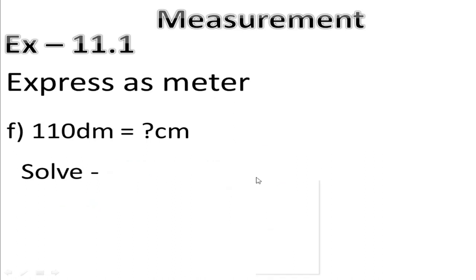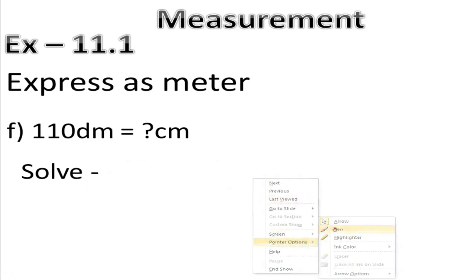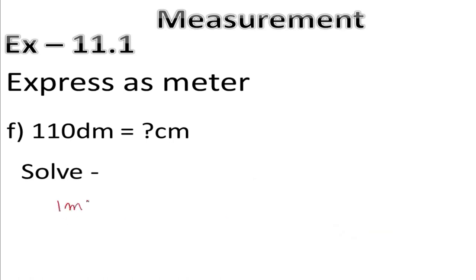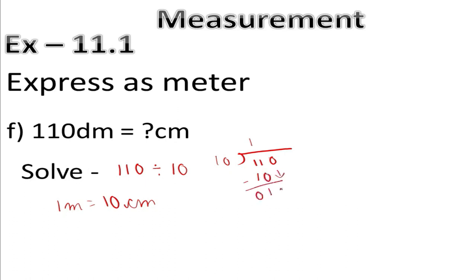Next question, 110 decimeters. As we all know, 1 meter equals 10 decimeter. So we will divide 110 with 10. Let's divide 110 with 10. 10 ones are 10. We get 1 as remaining, and then another 1. We get 10 and subtract, we get 0. So our answer is 11 meters.